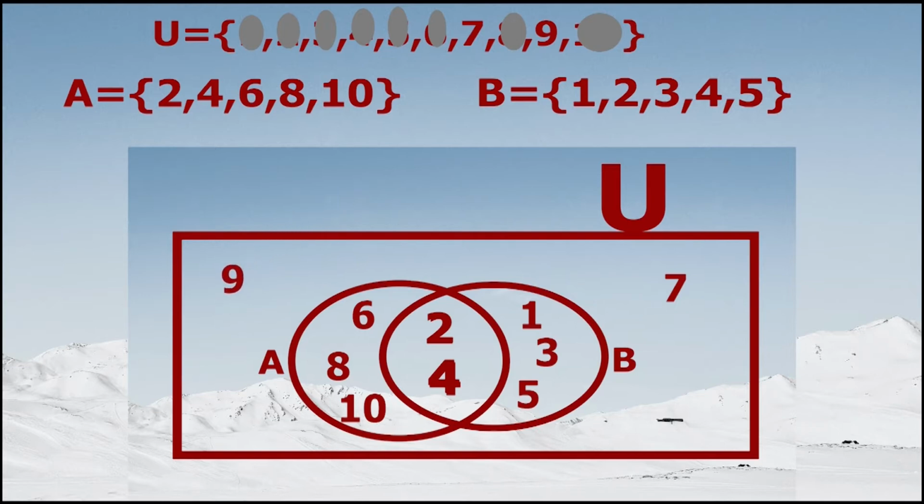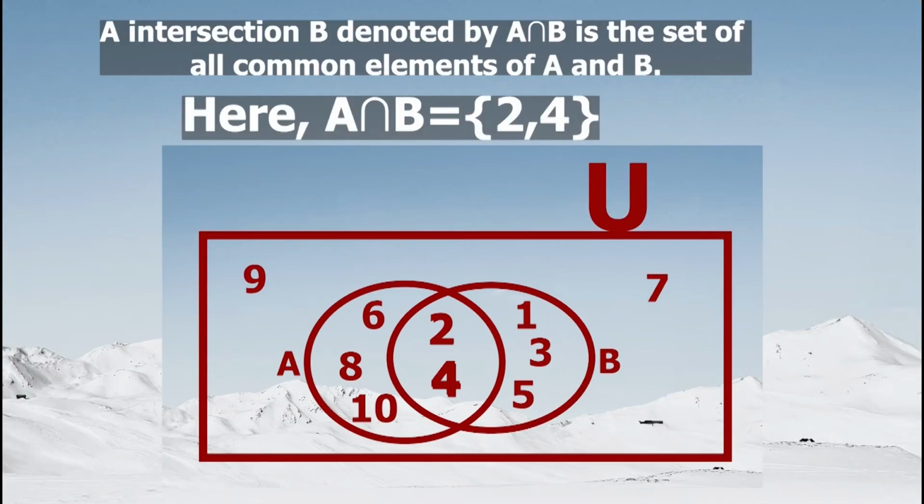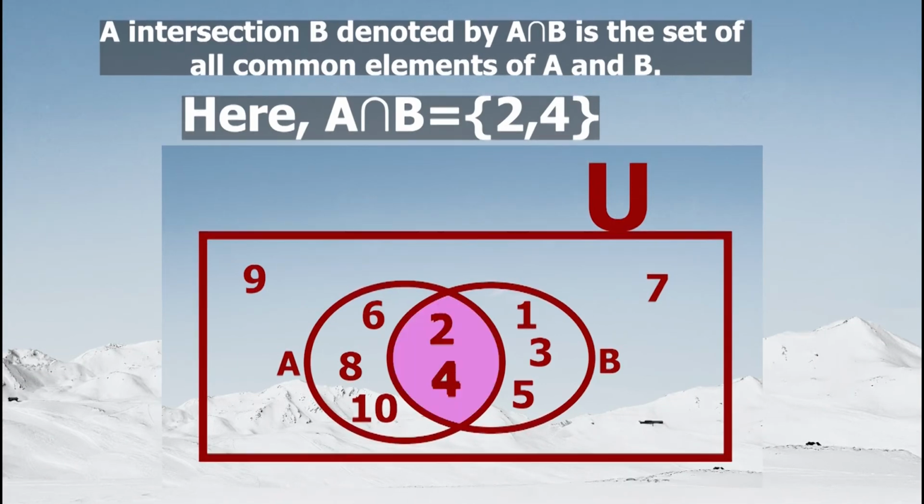Now, let's discuss about the operation of the set. First of all, intersection of set. Here, A and B are two sets. That's why A intersection B is denoted by A ∩ B. A ∩ B is a set of all common elements of A and B. The elements put in the common region of A and B are the elements of A intersection B. That is, A intersection B equals 2 and 4. And see that A intersection B is cited in the Venn diagram.